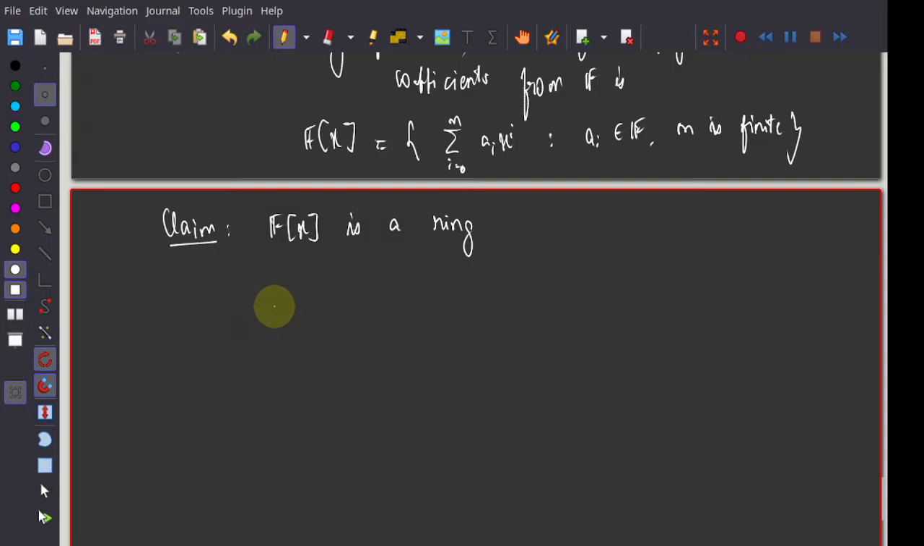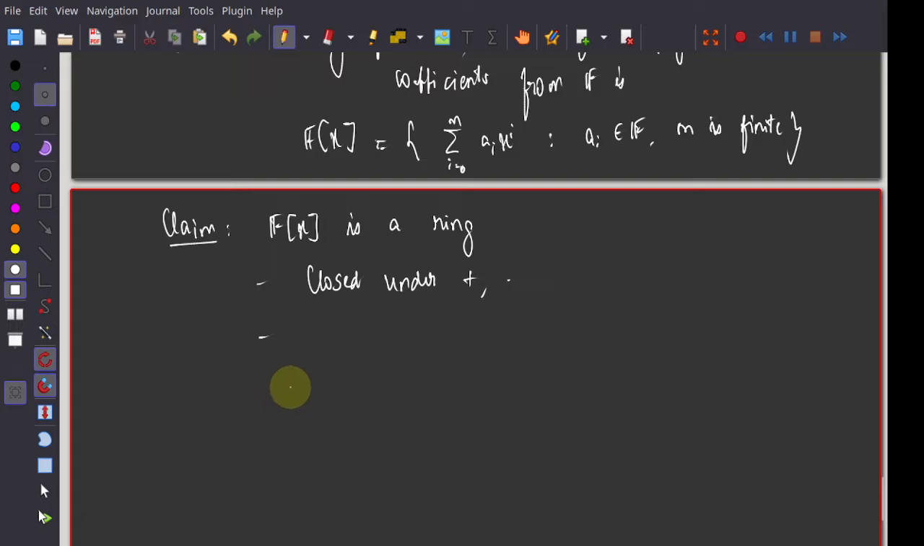So what properties do you have to check? Is it closed? Firstly, under addition and multiplication. So the sum of two polynomials is another polynomial, and the product of two polynomials is also another polynomial. And all the coefficients come from some field. So addition and multiplication therefore are well defined. So it is closed under multiplication and addition.